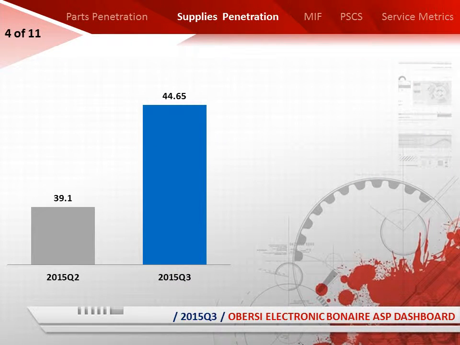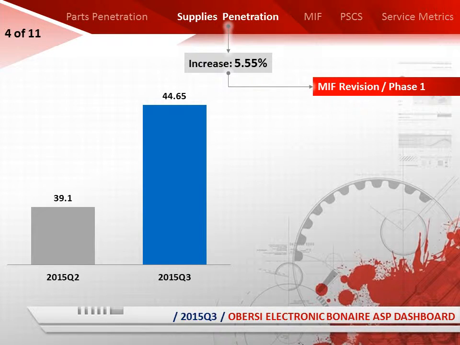In the area of supplies penetration, Oeb Electronics Bonaire achieved a 5.5% increase between Q2 and Q3. One of the reasons for this is phase 1 of our MIF revision, which consisted of checking client by client and contrasting their equipment against their supply purchases. Within the next 6 months, we will conduct a MIF census, which will make the penetration figure more accurate.